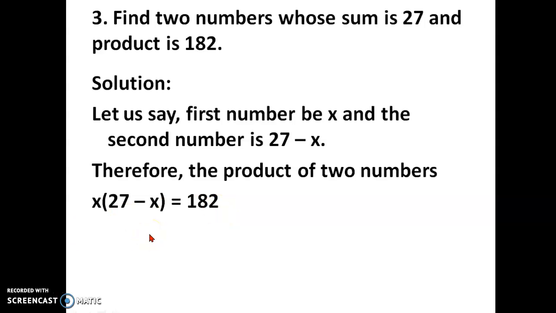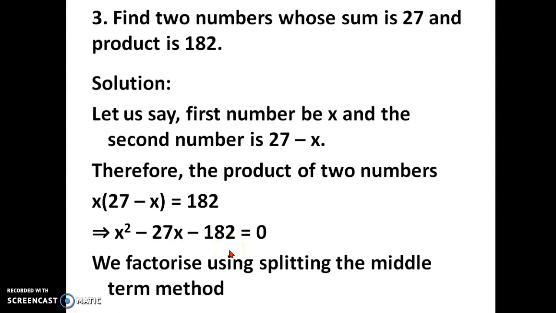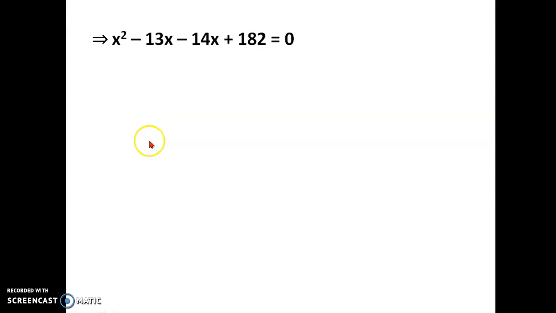Now remove the bracket. So simply after simplifying we got 27x minus x square equal to 182, which we are taking to the LHS. So we are getting x square minus 27x plus 182 equal to 0. So next step we have to factorize. So split the middle term. So after splitting the middle term, I have got minus 13x minus 14x.